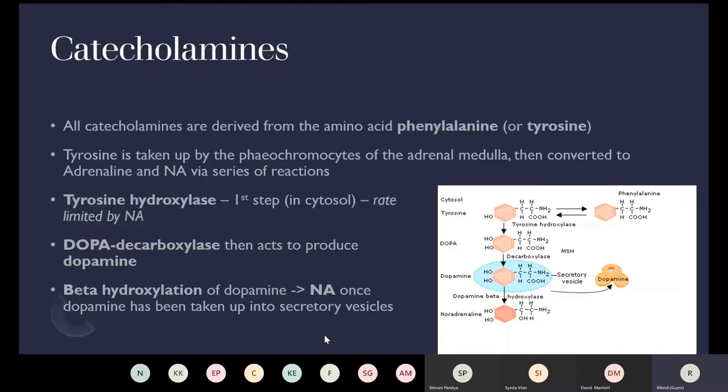So what are the enzymes required? The first step is producing DOPA from tyrosine, and the enzyme is tyrosine hydroxylase. That's the first step, and that happens in the cytosol. It's the rate-limiting step, inhibited by noradrenaline. Then you get DOPA decarboxylase, which is the enzyme that produces dopamine from DOPA. And then they are bundled up into a secretory vesicle, and therefore dopamine can be used. And then to go from dopamine to noradrenaline, you have beta hydroxylation.